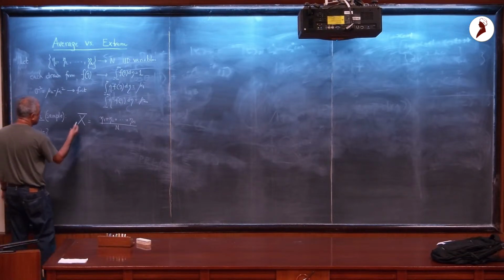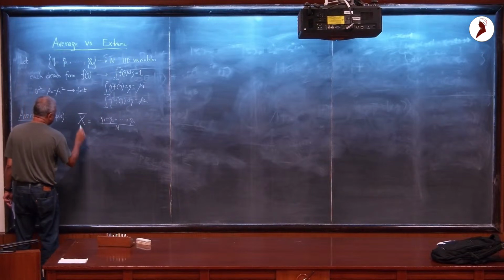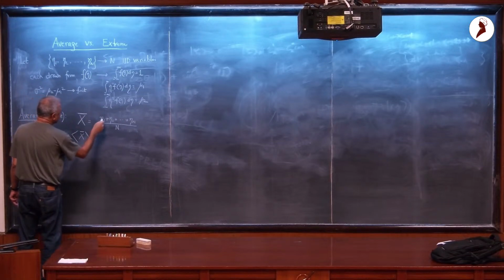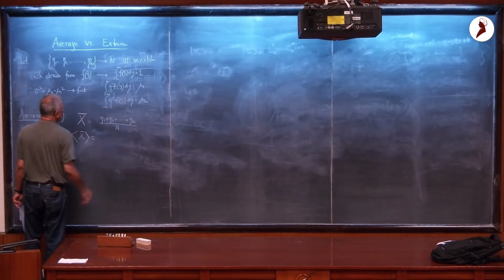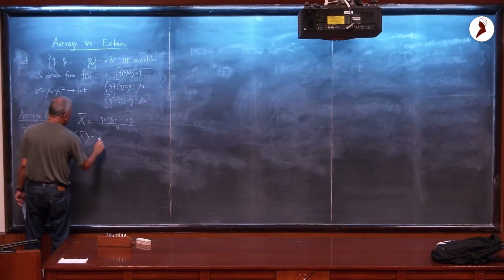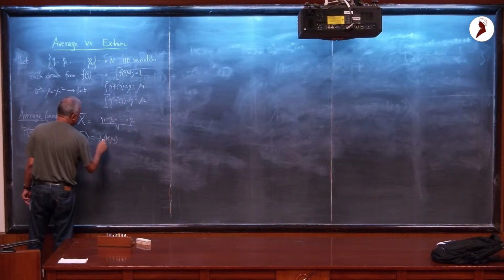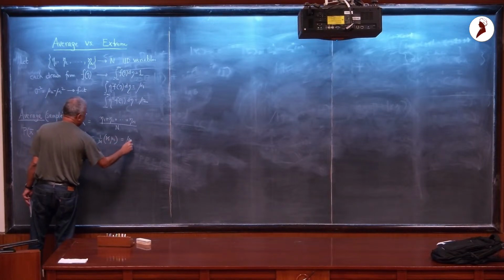The distribution of x bar is very easy to compute. This bar means sample average, basically you just divide by n. Now I take a statistical average over the etas. Because each eta average is mu1, this is just 1 over n times n times mu1. So n cancels, and you have mu1.